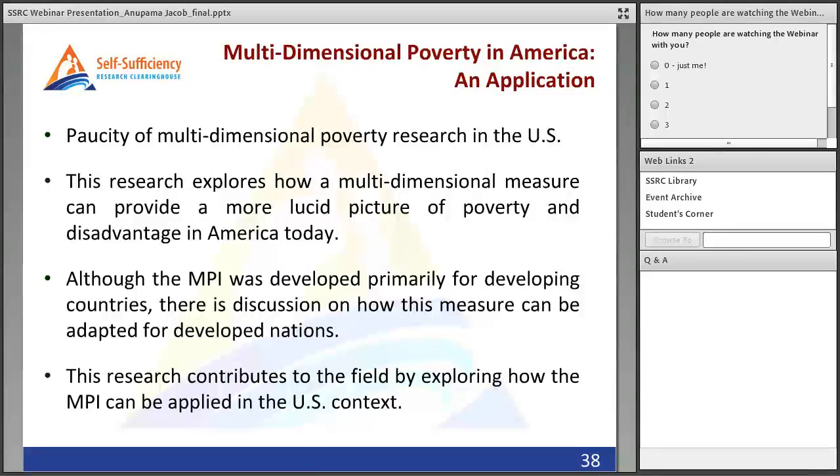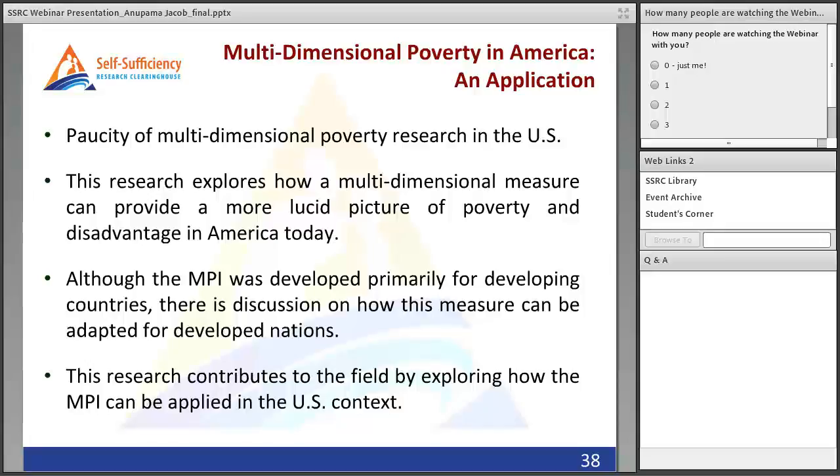So I now move on to an application of the multidimensional index in the U.S. context based on my research. So although poverty scholars around the world have argued that poverty is more aptly understood as a constellation of deprivation or a multidimensional concept and are accordingly working to develop multidimensional measures of poverty, there remains a paucity of multidimensional poverty research in the U.S.